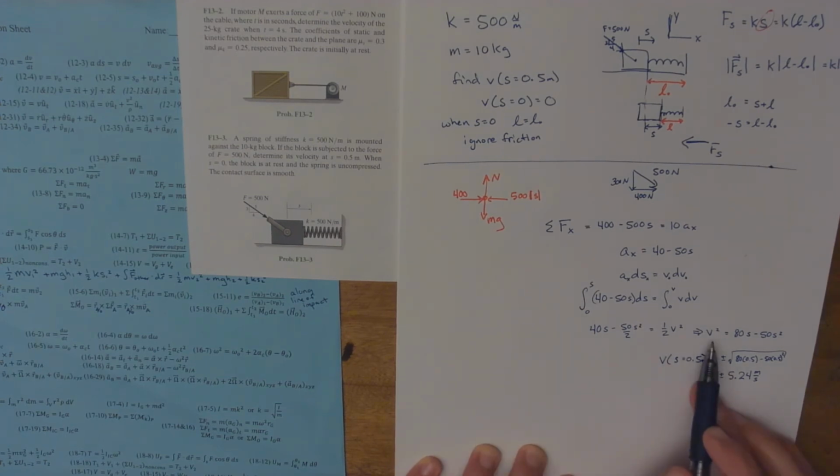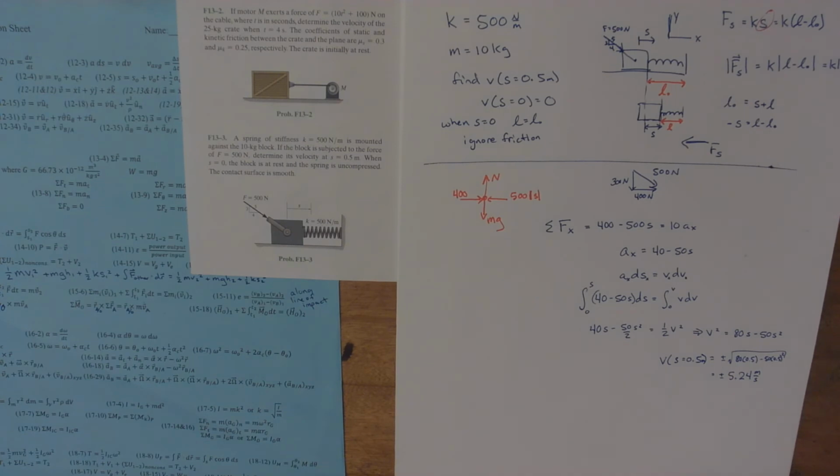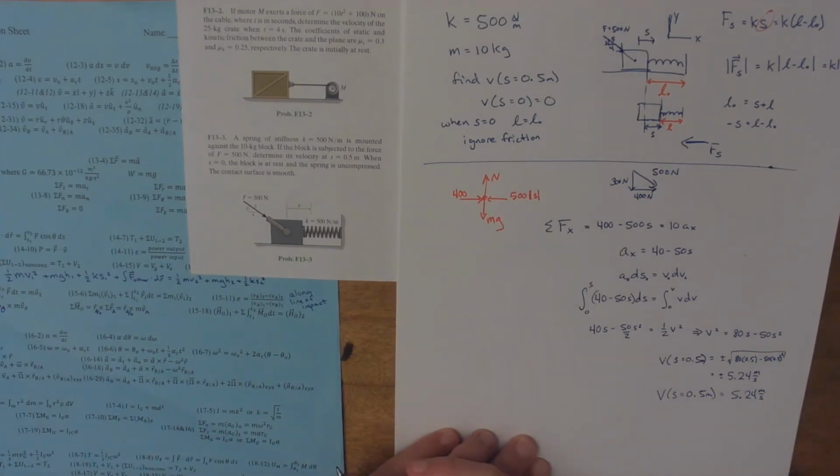Then I integrate, I can solve for v squared, and I get an equation for the velocity as a function of s. I can plug in 0.5 for s to get the velocity when s is equal to 0.5. Remember, because this is v squared, when you take the square root, it could either be positive or negative. So we are going to choose the positive solution if we are looking for the velocity when the block first passes through 0.5 meters.